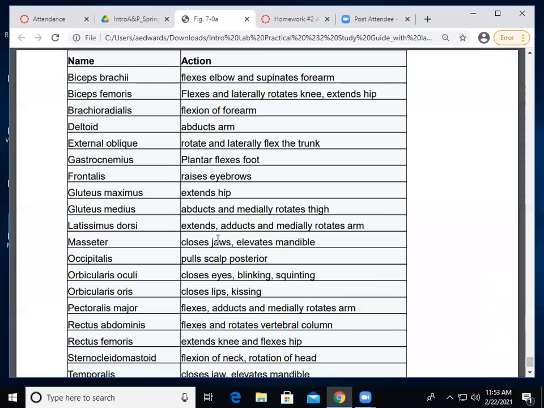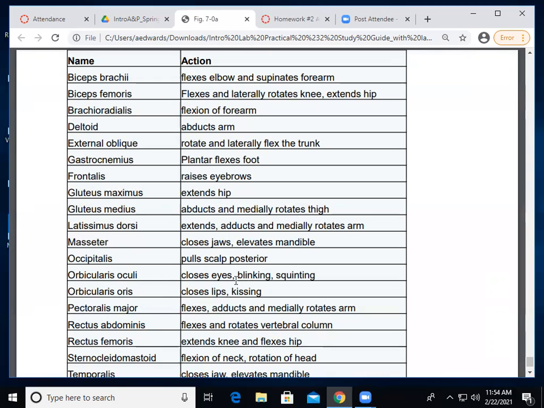Masseter, it's going to close your jaws and elevate your mandible. So when you close your jaw, it's going to elevate it, bring it up when it contracts. It helps you chew your food, to elevate your jawbone, your mouth, your mandible. Occipitalis, in the back of your head, is going to pull the scalp toward the back of the head, posterior.